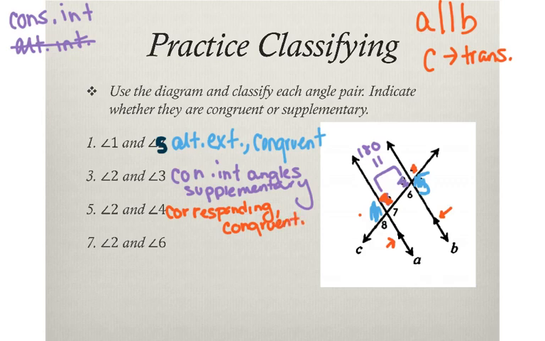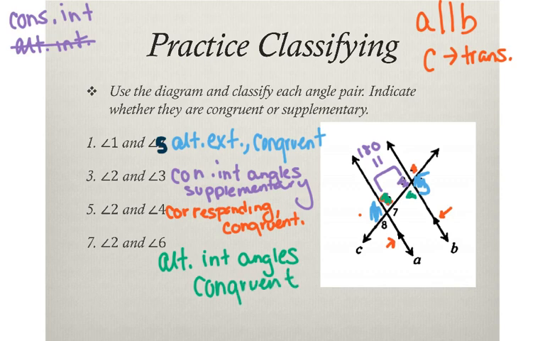All right, last set of angles that we're going to do right now is angle 2 again, and now angle 6. Again, outside or inside your parallel lines? Well, they're inside. And then are they on the same side or opposite sides? In this case, they're on opposite sides. So angle 2 and angle 6 would have to be alternate interior angles. And alternate interior angles end up being congruent with one another as well. Okay?